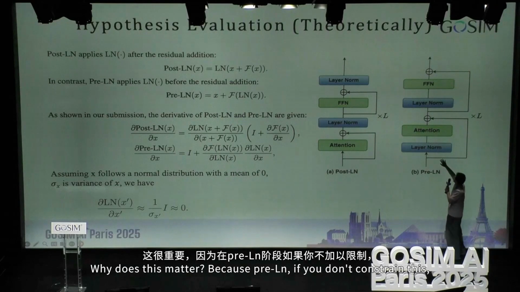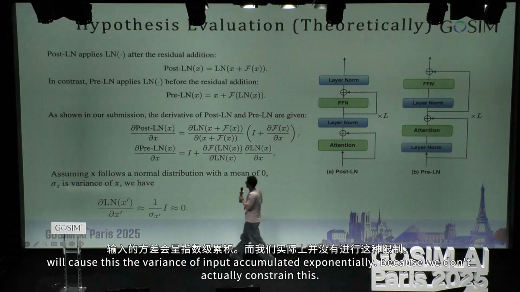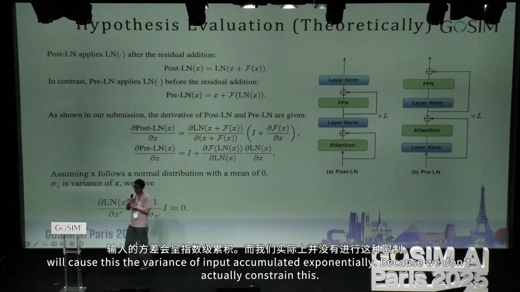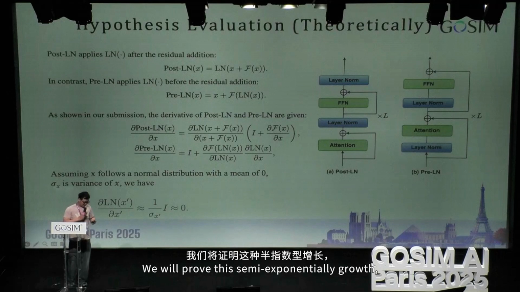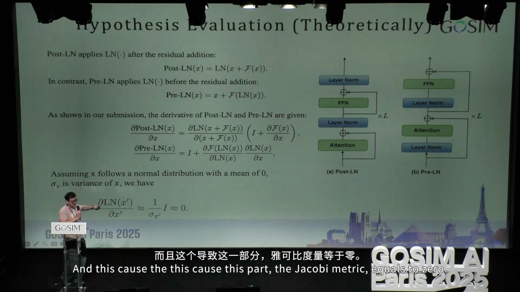Why does this matter? Because if you don't constrain this, it will cause the variance of the input to accumulate exponentially. As your layers accumulate, your output will grow. We prove this semi-exponentially grows, which means the sigma x prime will be very big. And this causes this part, the Jacobi matrix, to equal 0.